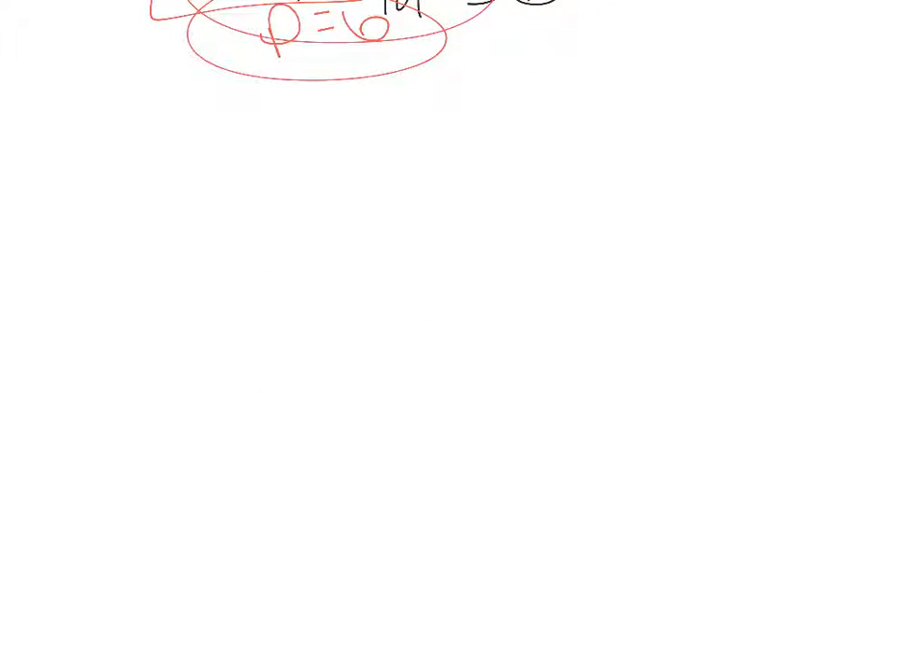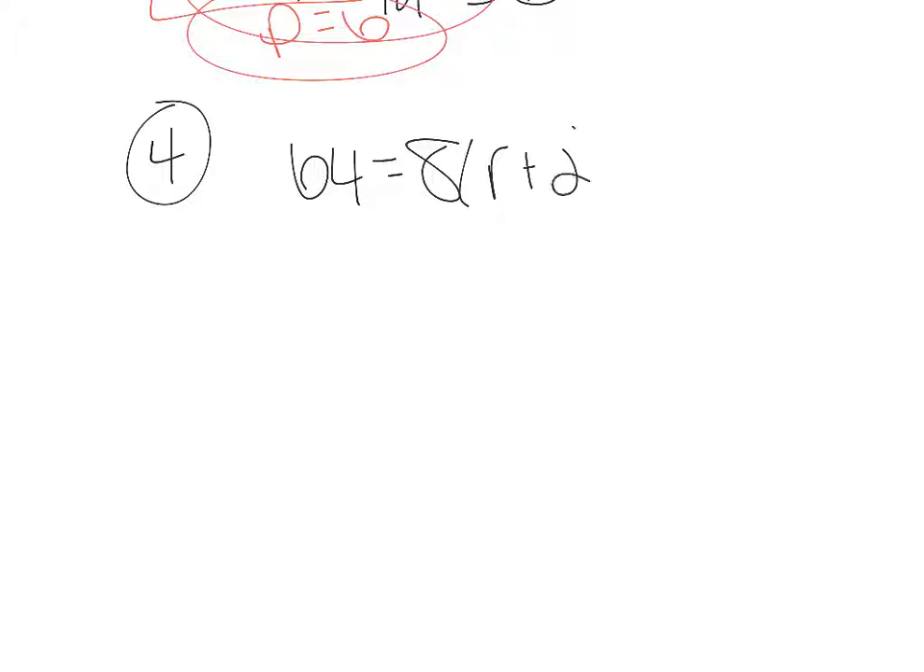Okay, let's look at some that are going to be a little bit different. You're going to have to use some different ideas. Okay, number 4 looks like this: 64 equals 8 times (r plus 2).